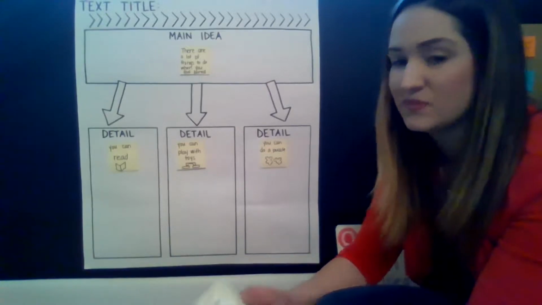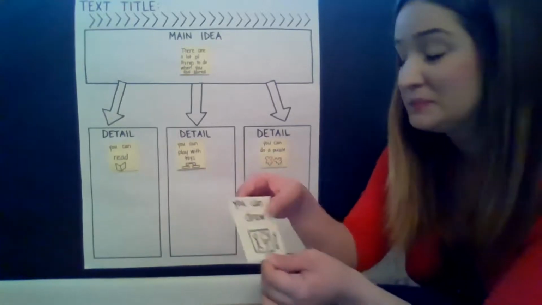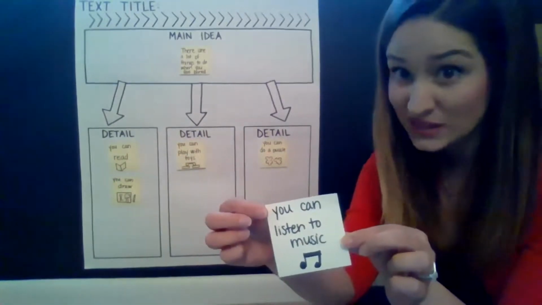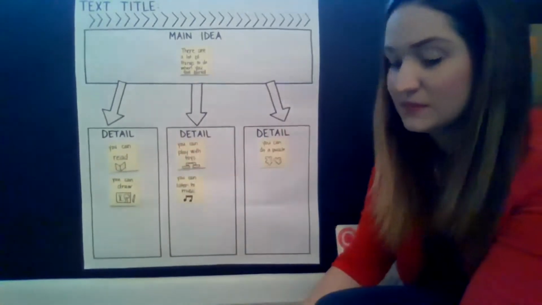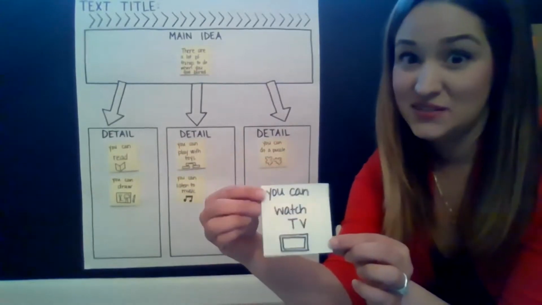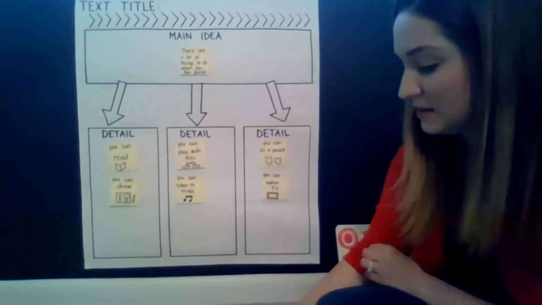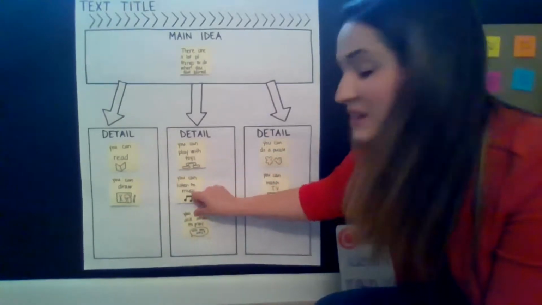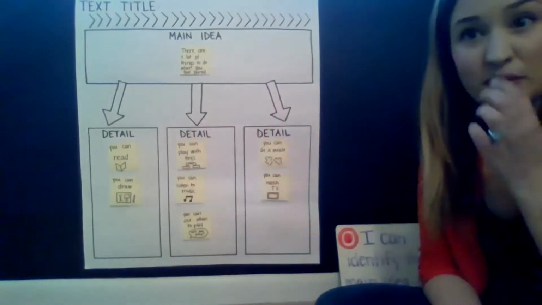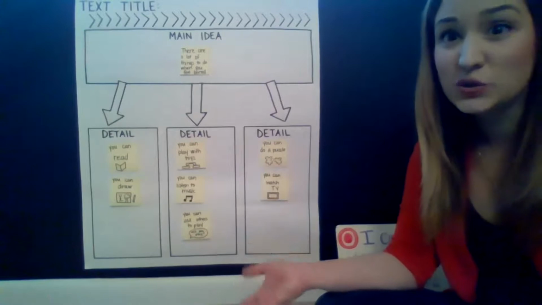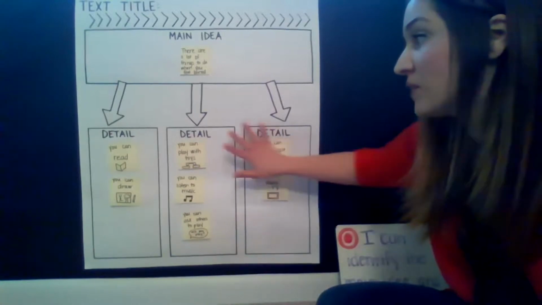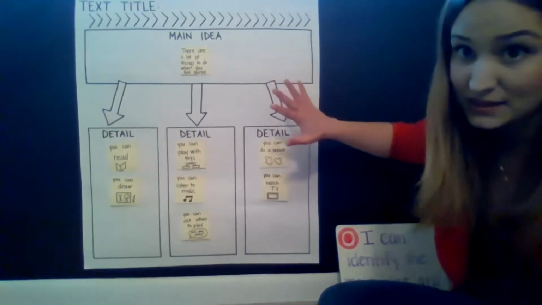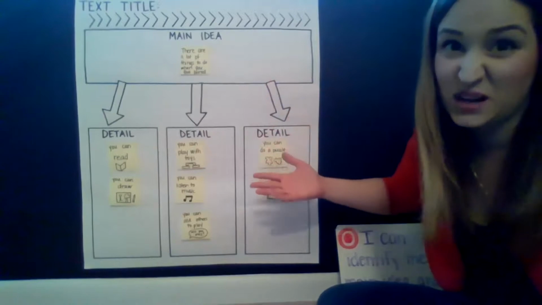Oh, I'm thinking of some. You can draw. You can listen to music. You can watch TV. And you can ask others to play. So these are all details from the story of things that I can do when I am bored. So I know that I want to put these down in my detail, because my main idea, the thing that the whole book is about, is that there are lots of things to do when you're bored.